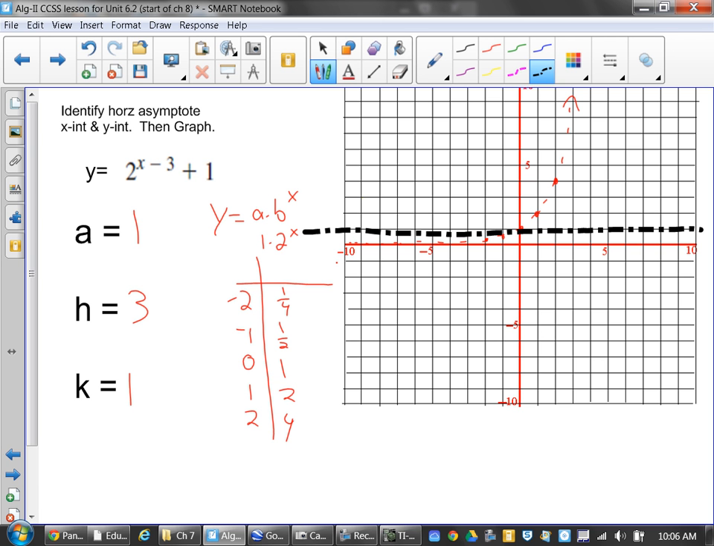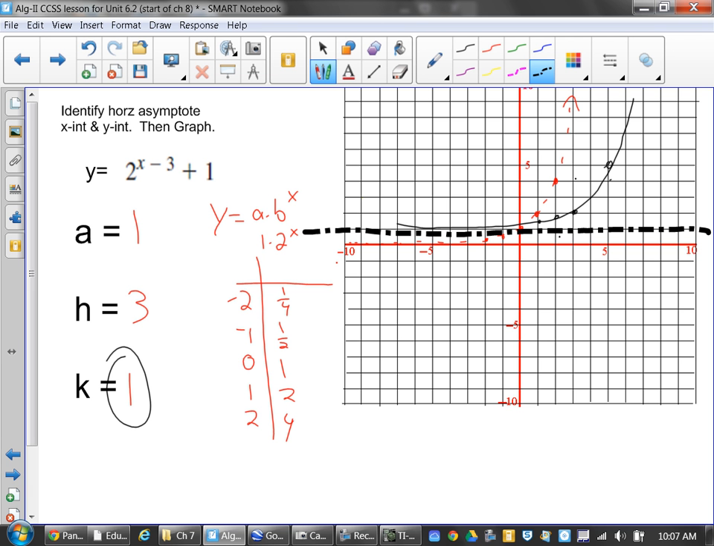Oh, I thought you were asking about the intercept. There's my new y-intercept. Let's see, so we go right 3, 1 little, 2 little, 3 little spot, up 1. And there you go.